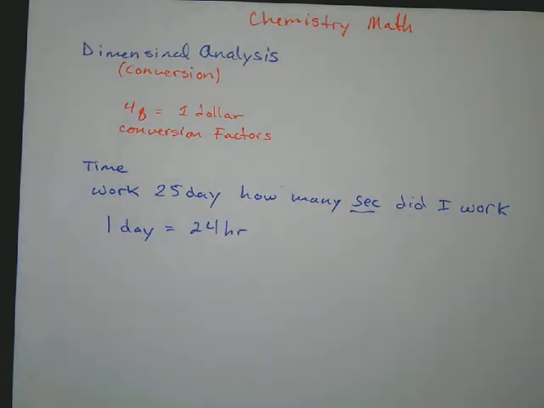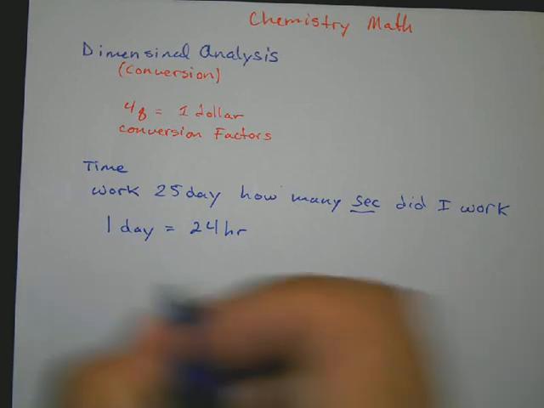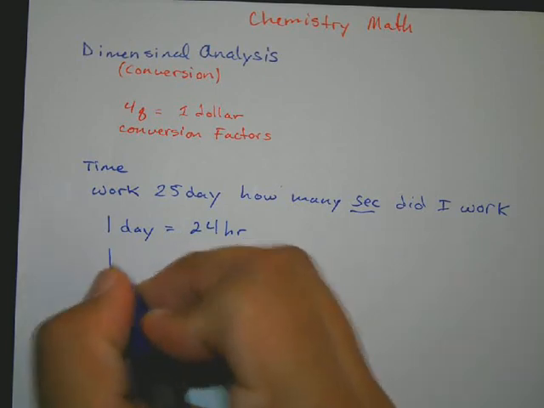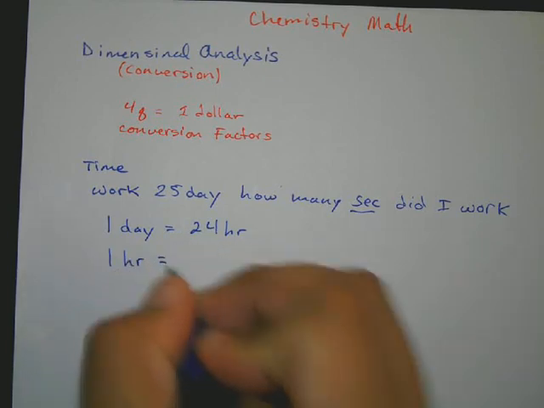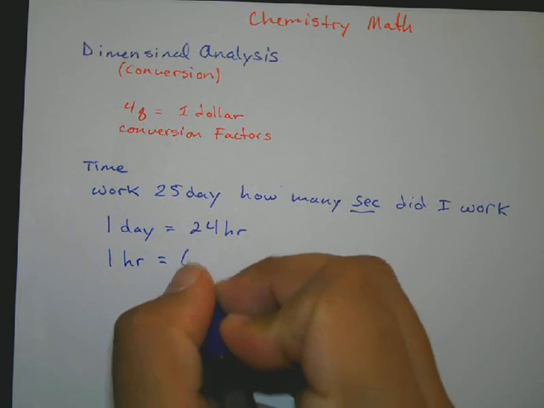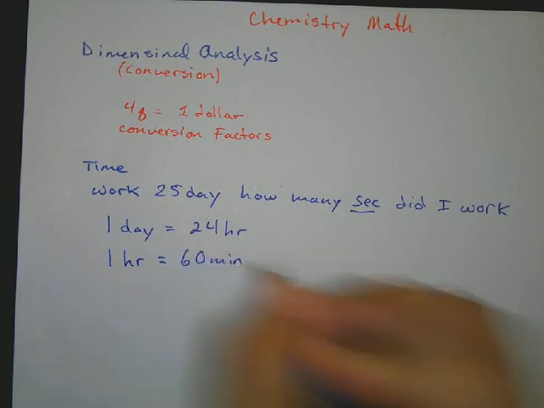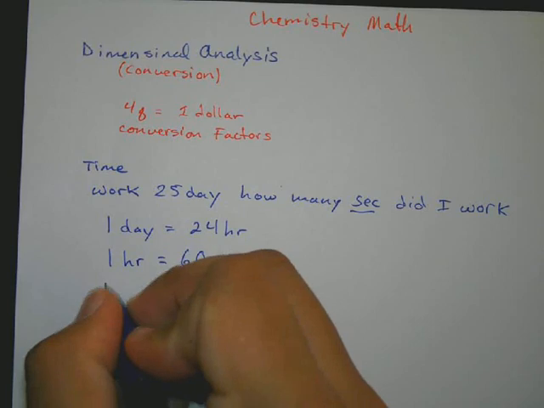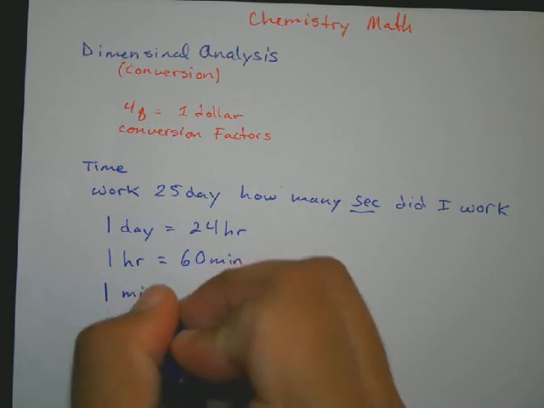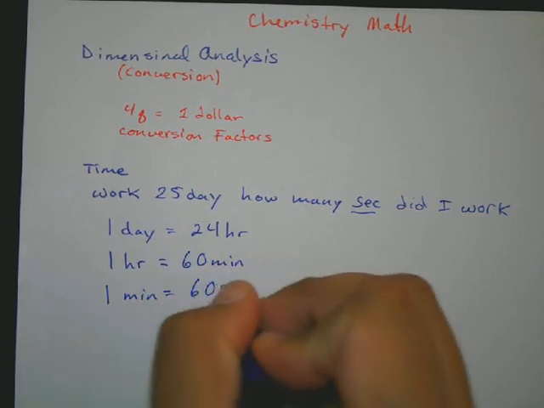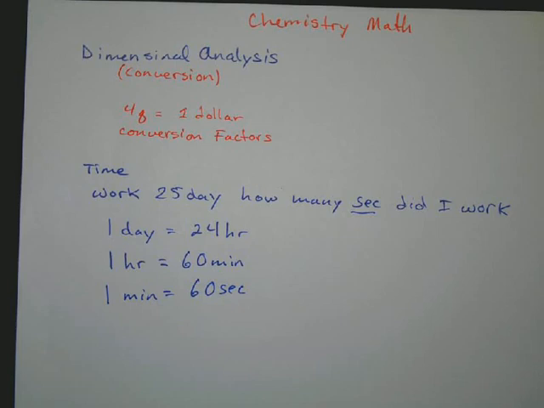What are the conversion factors I know? I know that 1 hour is equal to 60 minutes, and I know that 1 minute is equal to 60 seconds. So I have all the conversion factors that I need. Now I've got to actually do the math problem.